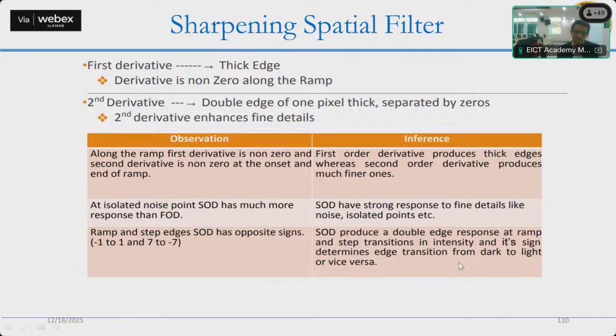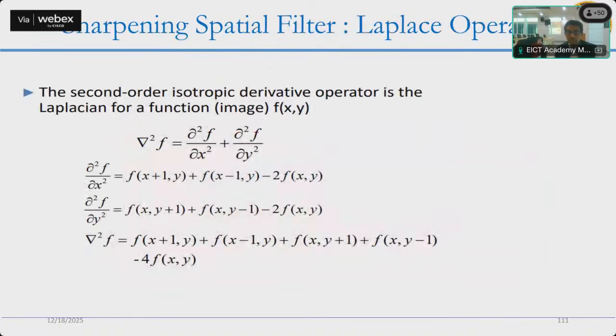So what is actually happening is that they are finding out the change here. When you are taking the difference, f(x+1) minus f(x) or f(x-1) minus f(x), in those cases we get the sign change, and the amount of sign change indicates how much intensity change there is. SOD is basically the second order derivative.